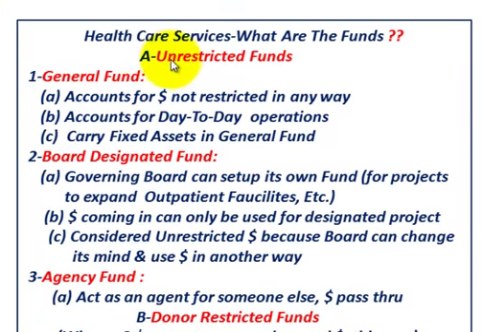Now let's go up here and see our healthcare services. What are the funds here and what's included in them? We talked about two different funds: our unrestricted funds and our donor restricted funds. Starting out with our unrestricted funds, first we talked about our general fund. That's going to account for dollars not restricted in any way, so those dollars can be spent in any way.